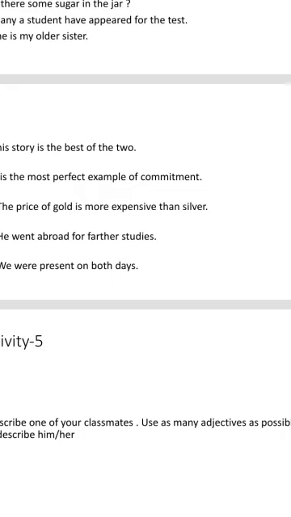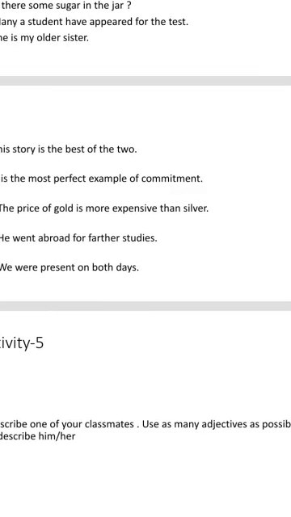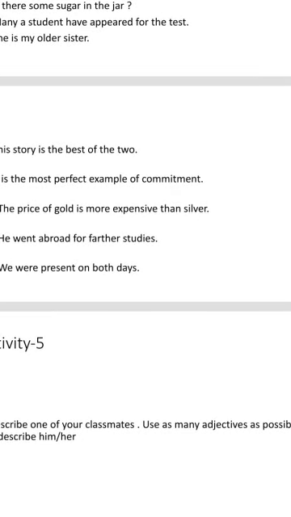So, when a singular noun is used in comparison, we use than that of. In case of plural, we use than those of. If the noun is singular, use than that of. If the noun is plural, use than those of. The correct sentence is, the price of gold is more expensive than that of silver.